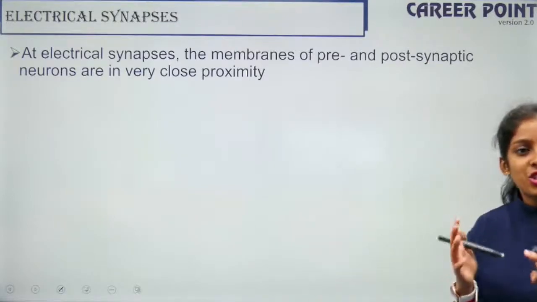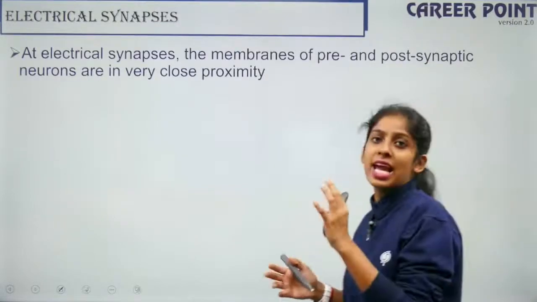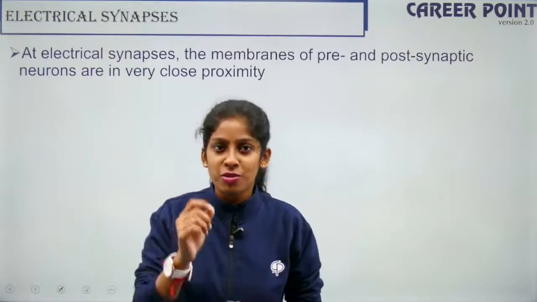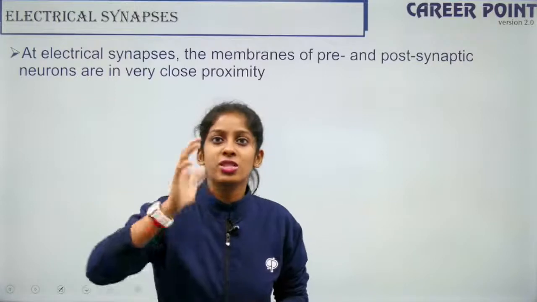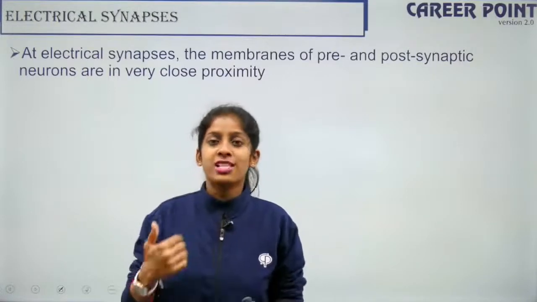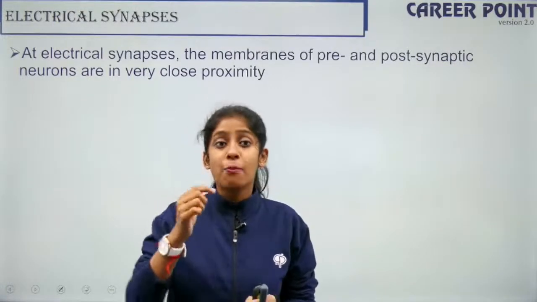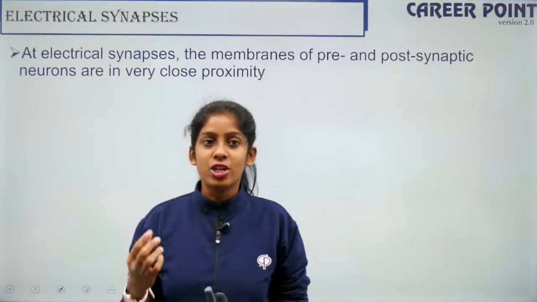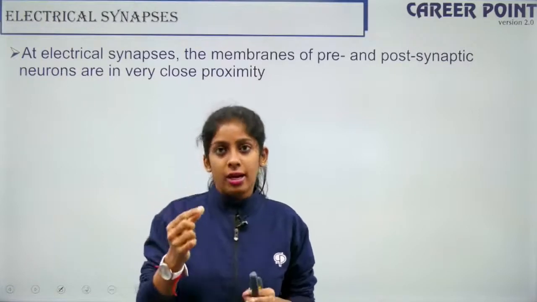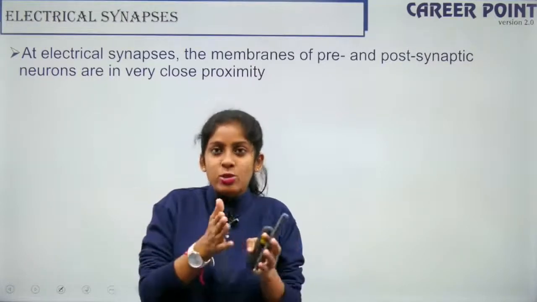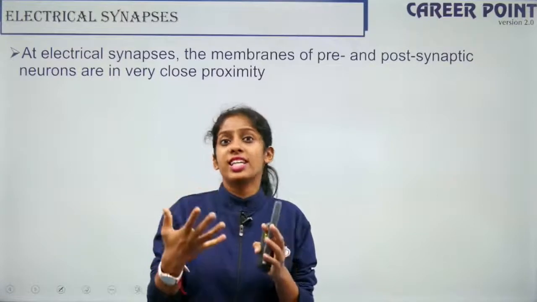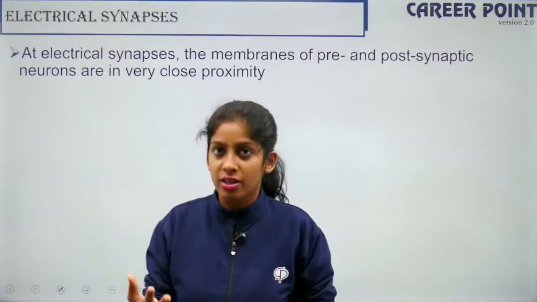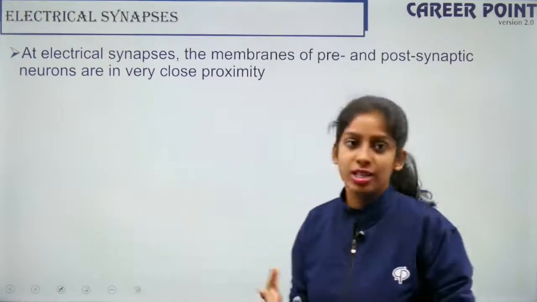At the electrical synapses, the membranes of the pre and the postsynaptic neurons are in very close proximity. One clue to remember your electrical synapse is there is no synaptic cleft. There is only a synapse, there is no gap of even 200 angstrom. 1 angstrom is 10 power minus 10 meters, so there is not even that small space. It is always very close together. You can literally say it is sticking together. That is how the neurons are arranged in an electrical synapse.